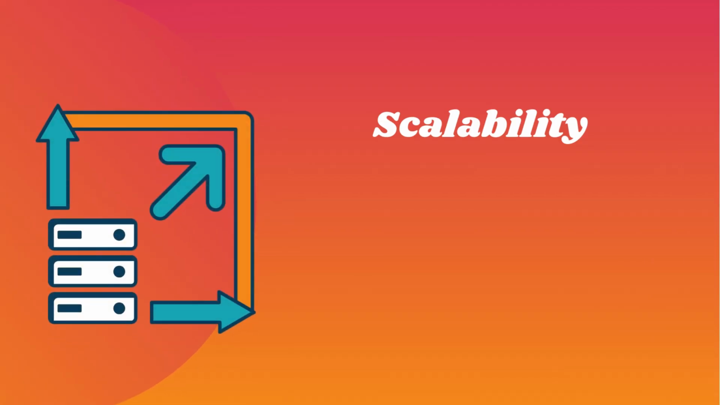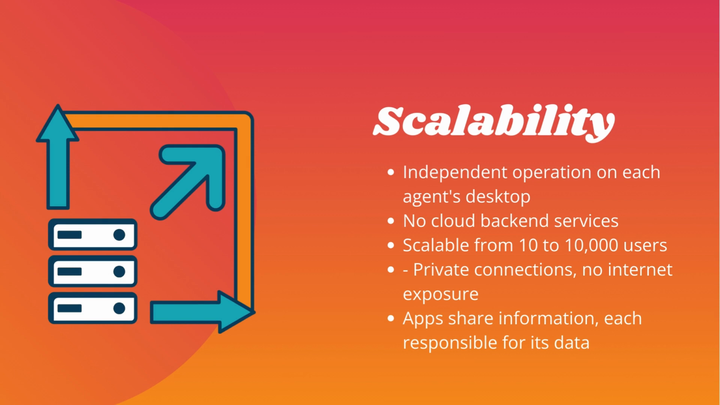Now, how does this account for scalability? This is running individually on each agent's desktop. There are no back-end services in the cloud. And so you can scale this to 10, 100, 1,000, 10,000 users, each independently running this toolbar on their desktop, each maintaining their private connection, exposing nothing to the internet, exposing the information to each other that each app controls and each app is responsible for. So that's why we have security and we have scalability.